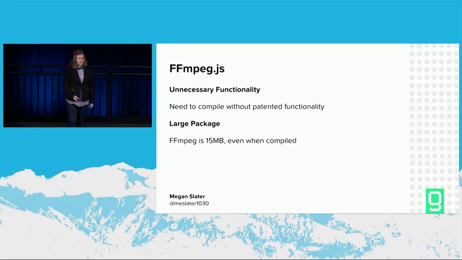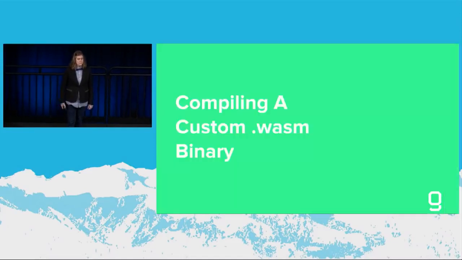And second, the version of FFmpeg that this library is based on is an old one. This is a couple years old. So we came to the conclusion that even though there is an existing NPM install for this library, we still needed to compile our own WASM file.